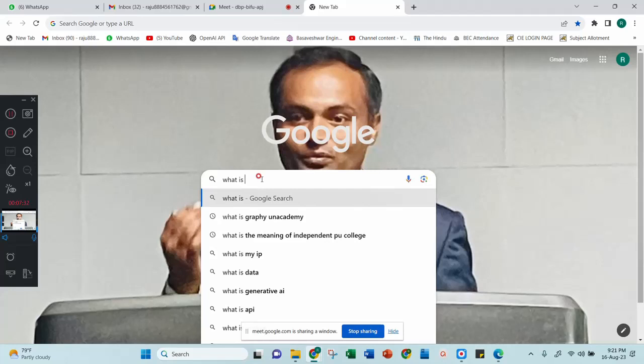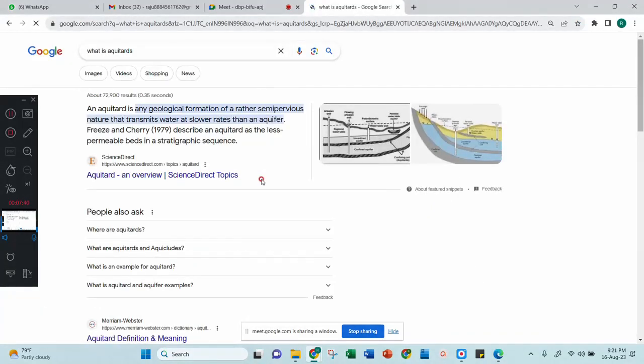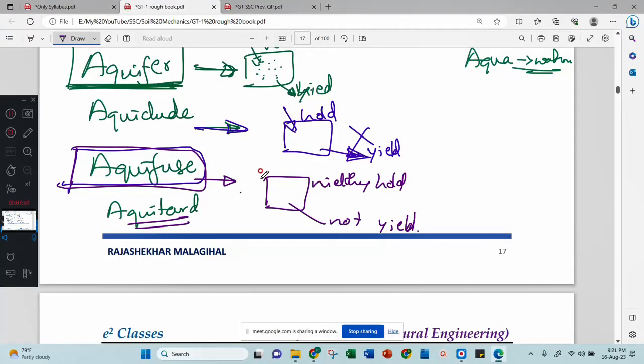Sir, it's a semi-pervious. A formation slowly yielding in nature that transmits water at slower rates than the aquifer. Okay, slowly yielding of water. Yes, I understood this one. This I can consider as silt.